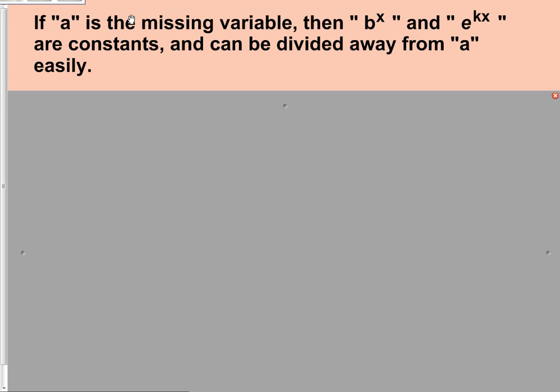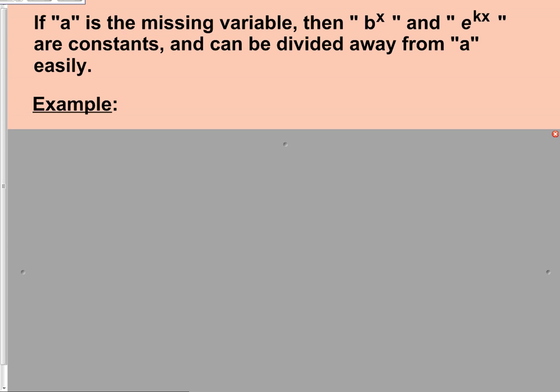Okay, so we'll start off here. If a is our missing variable, then that is going to mean that b to the x and e to the kx are constants because b and x are both known values. So b to the x is just some number. e is just a number. If k and x are both known, then e to the kx is also just a number. They are just constants, and they can be divided away from a very easily.